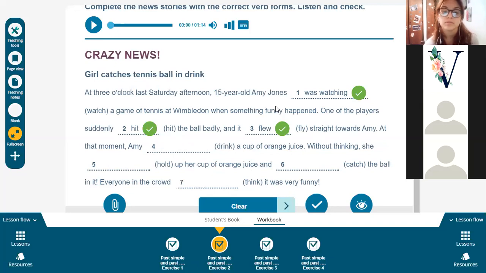Fran Martinez. At that moment, Amy was drinking a cup of orange juice. Without thinking, she was holding up her cup of orange juice and caught the ball in it. Okay, that's it. It was one sentence. Fine. Do you want to complete it? Do you want to do the whole thing? Okay. Was holding up her cup of orange juice.